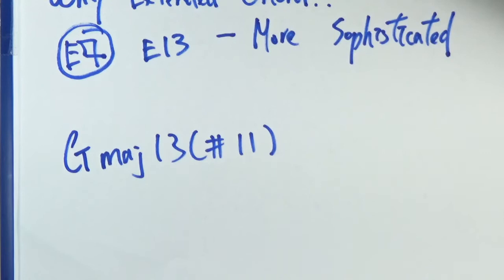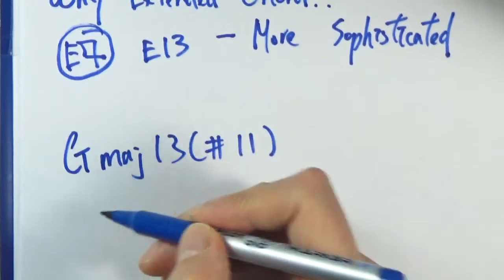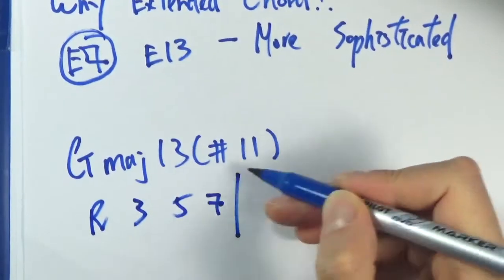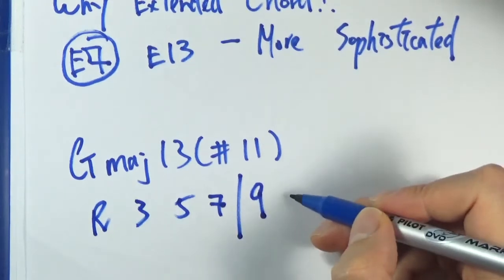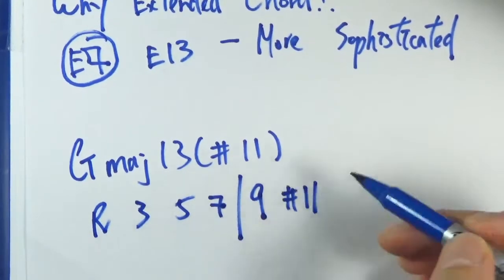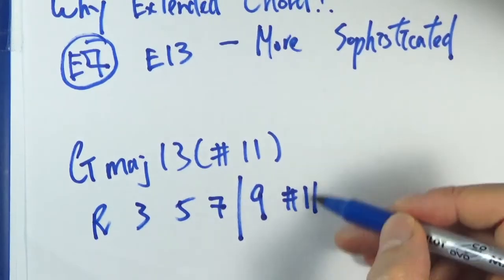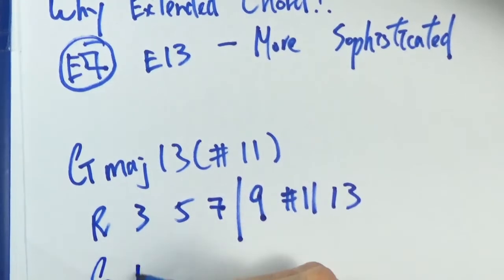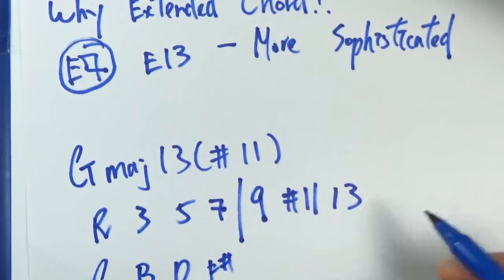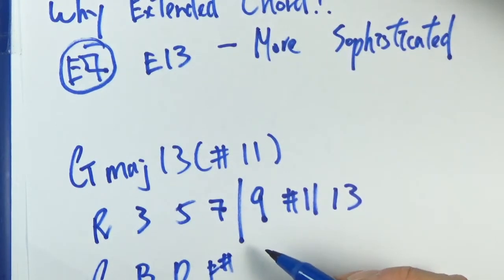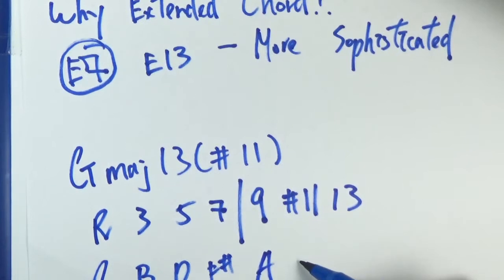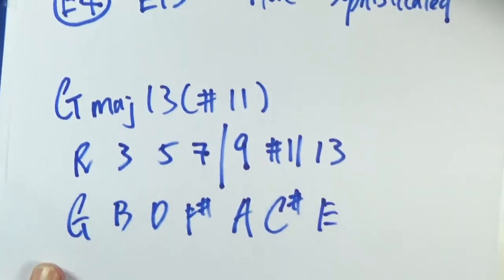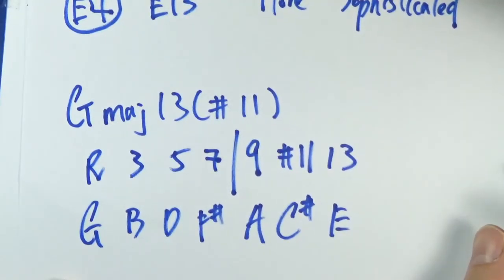Let's realize G major 13 sharp 11, basically with all the tensions, right? So you can start out with intervals: root, 3rd, 5th, 7th, and here comes the tension, a major 9th. You need a sharp 11 here because you have a major 3rd here, otherwise it would clash. So we have to raise it to a sharp 11. And then a 13. All right, so in G that would be G, B, D, F sharp, and then a sharp 11, G, B, C sharp, and then an E note.